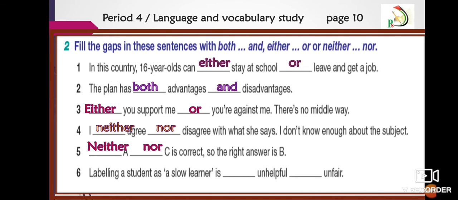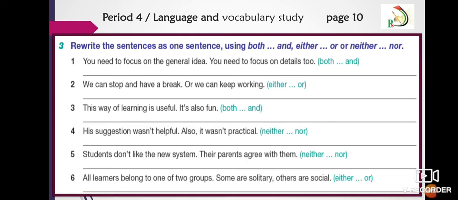Labeling a student as a slow learner is dash helpful, dash unfair. Both the choices will go for labeling a student slow learner. So it is both helpful and unfair. The next two exercises are as easy as the previous ones.